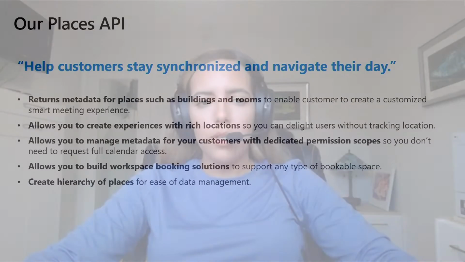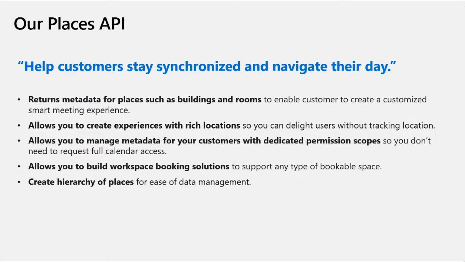Okay, so our Places API really will help customers stay synchronized and navigate their day. Some of the really great benefits is that it returns metadata for places such as buildings and rooms. It allows you to create rich experiences now that we have rich locations for each place. You can also manage this metadata for your customers with dedicated permission scopes. So with our Graph API, we've created a places.read and places.read-write permission so that you don't have to get full calendar access to see the type of places that a tenant or customer may have.